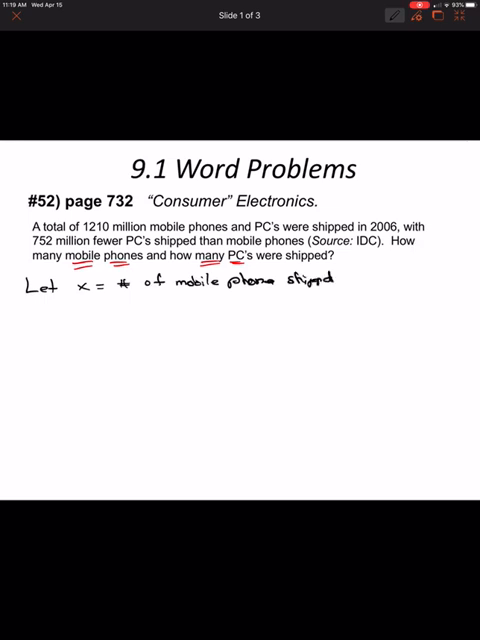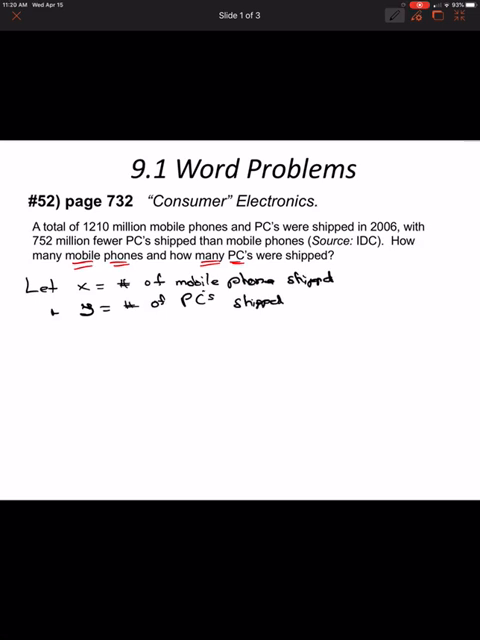All right, and I'm going to let Y be the number of PCs that were shipped. So we've got two unknowns. So it's the problem where we can use two variables, which means we're going to have to create two equations. We've got to create a system. So let's see if we can solve it using a system. Now, with that said, with these two variables, we've got to come up with two equations.